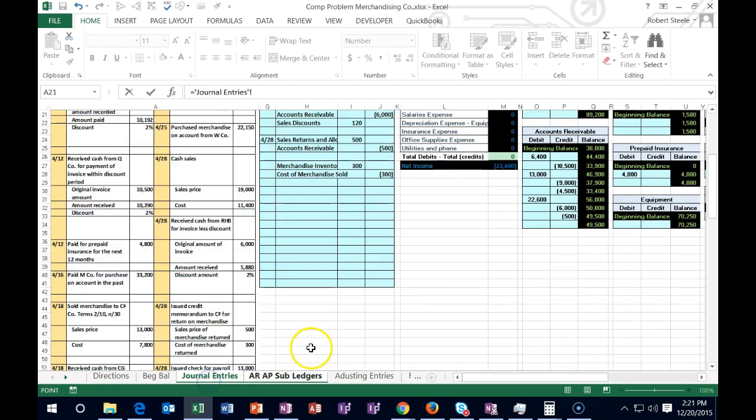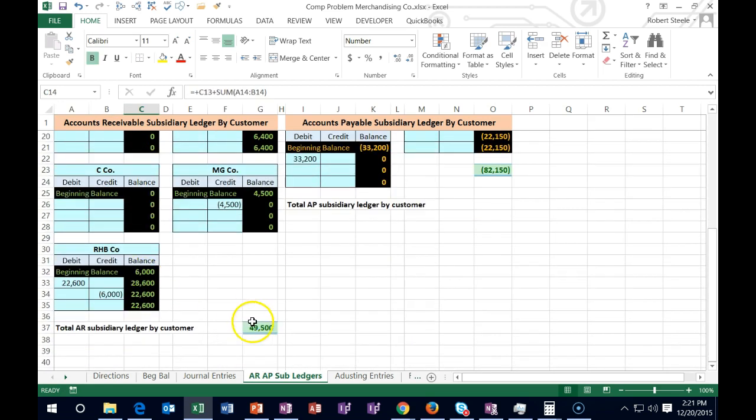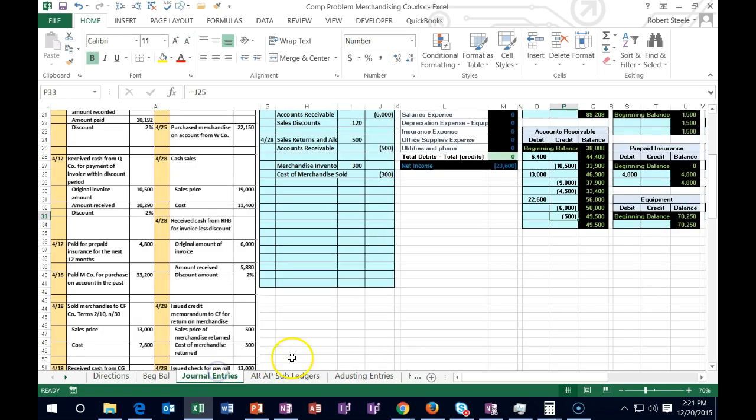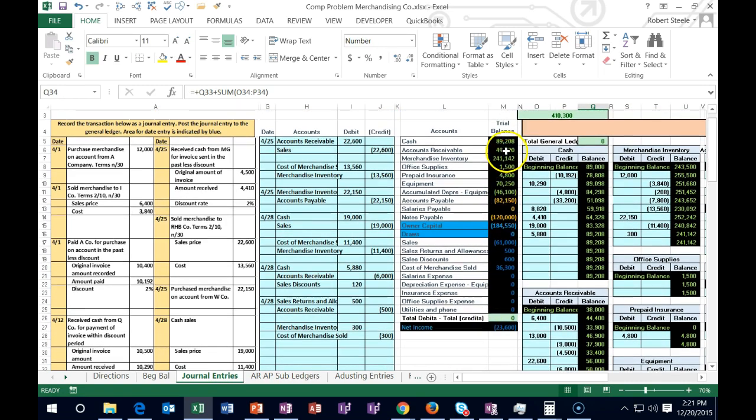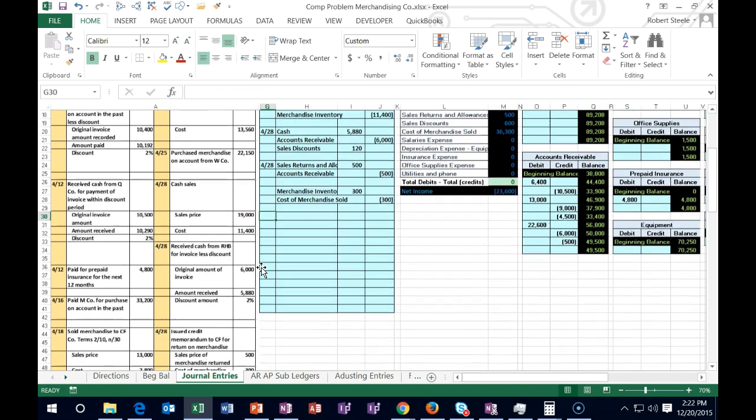So I'm going to scroll over to CF in B13 and say this equals. I'm just going to post this same 500, the same information here is being posted to the subsidiary ledger. So now they owed us 13, now they owe us 12.5. That puts us back in balance. Total companies owe us 49.5. That ties out to the 49.5 on the general ledger, and ties out to the 49.5 on the trial balance. All right, so we are going to go to the next transaction.